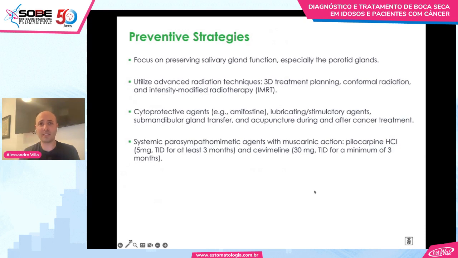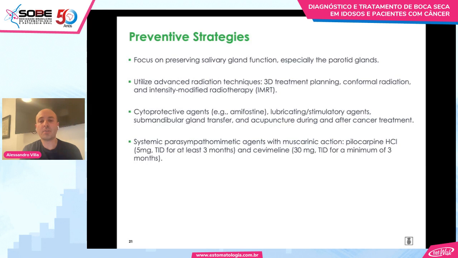There are some preventative strategies in preparation of these patients that aim to preserve the salivary gland function, especially of the parotid glands. Nowadays, the majority of patients are treated with intensity modulated radiation therapy, which is a more precise radiation technique, which has also decreased the prevalence and severity of dry mouth. There are some cytoprotective agents that can be administered prior to starting radiation therapy, like amifostine, although it does come with side effects and it's very costly. Patients may be instructed to use some of the over-the-counter moisturizers.